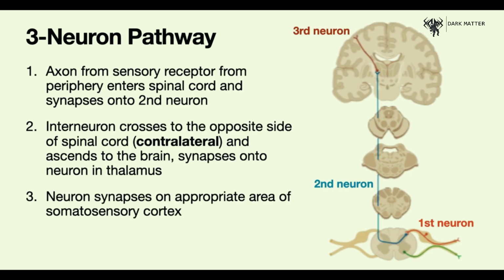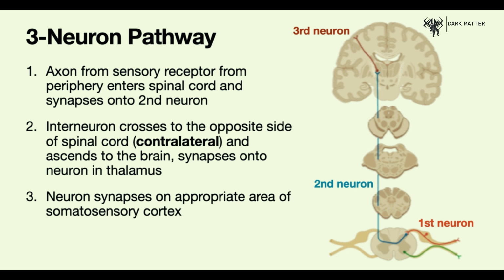This is what a typical pathway in the somatosensory system looks like. It consists of 3 neurons. The first neuron is the sensory neuron, whose sensory receptor is stimulated in the skin, for example, and then its axon extends into the spinal cord and synapses onto an interneuron. Now this interneuron's axon is going to cross to the other side, or what we call the contralateral side, and then it will ascend through the spinal cord all the way to the brain, and it will synapse on a neuron in the thalamus. Now this third neuron will ascend to the appropriate part of the somatosensory cortex, depending on which part of the body the message is coming from.